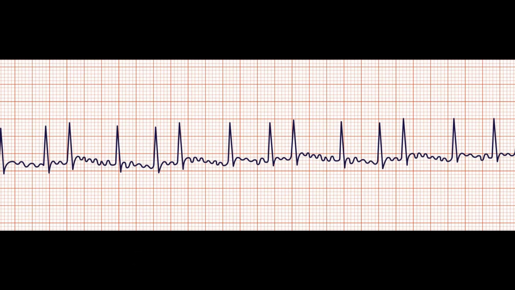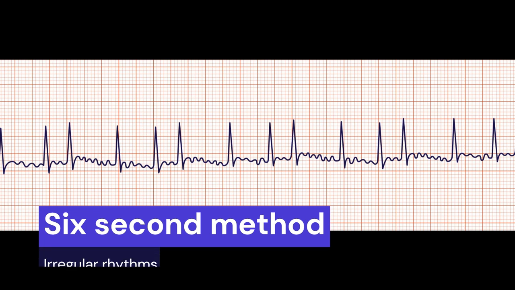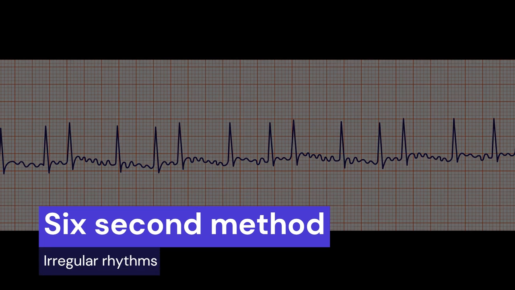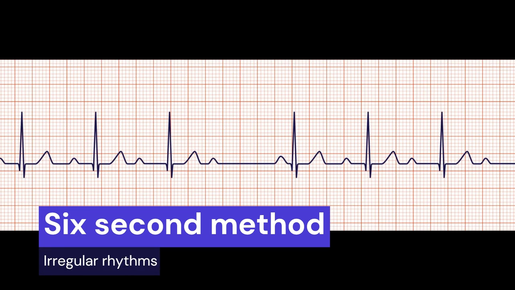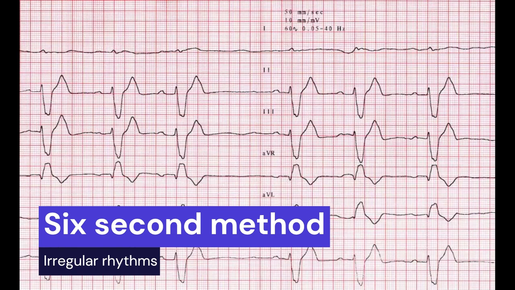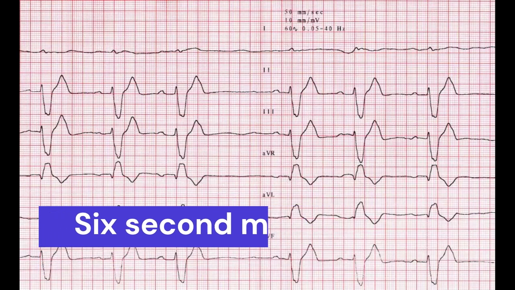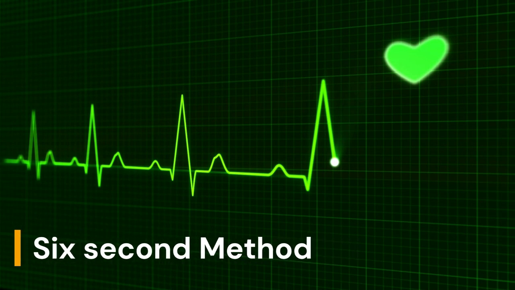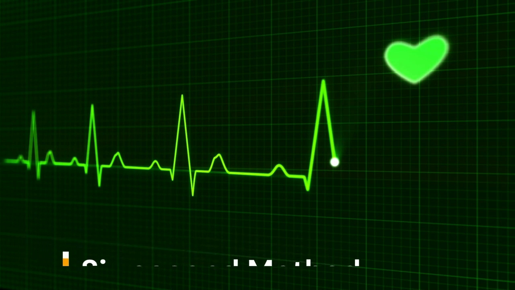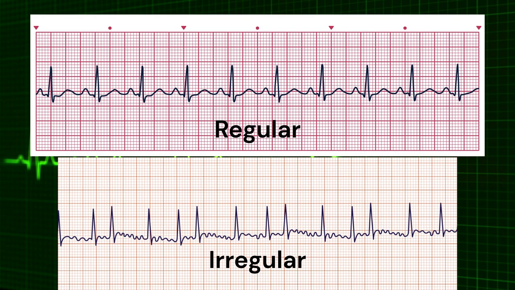It's important to note that an EKG rhythm can sometimes be irregular, making it difficult to accurately determine the rate. In such cases, you may need to count the number of QRS complexes over a longer time interval, such as 12 seconds, to get a more accurate estimate of the heart rate. The 6-second method is quite advantageous compared to the other methods of rate determination in that it can be utilized for both regular and irregular rhythms.